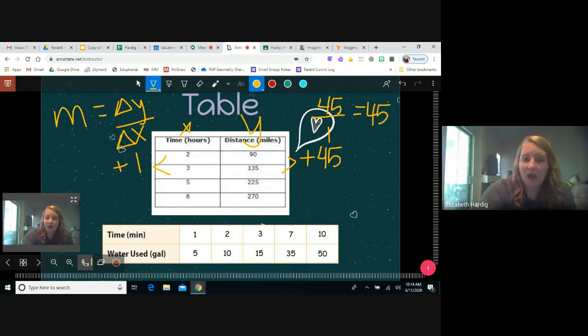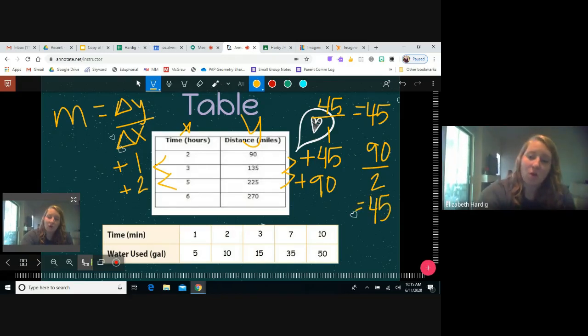If I look at 135 to 225, I see that I increased by 90, but my X's increased by 2. So here my change in Y was 90 and my change in X was 2. But 90 divided by 2 still simplifies to 45, which means I have that constant rate of change.